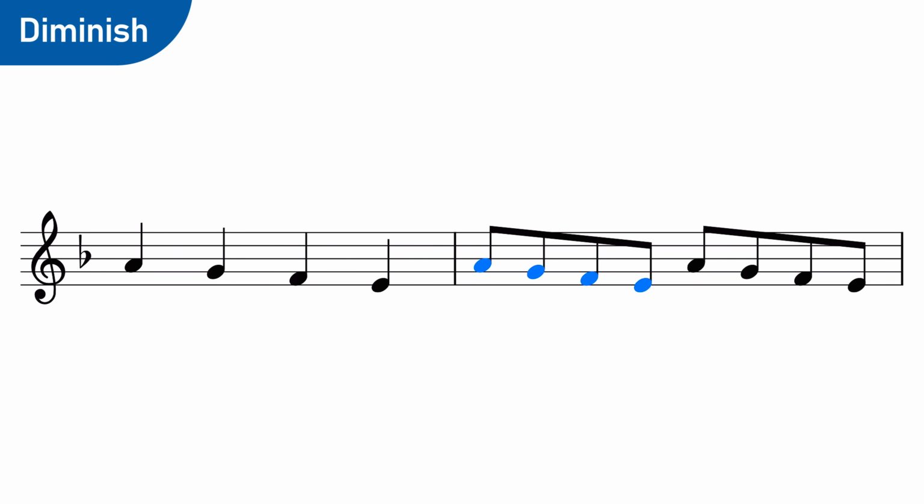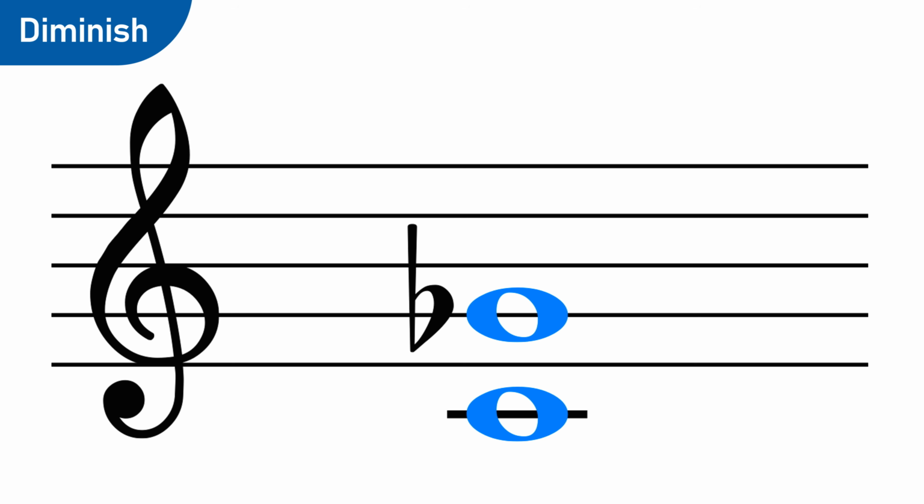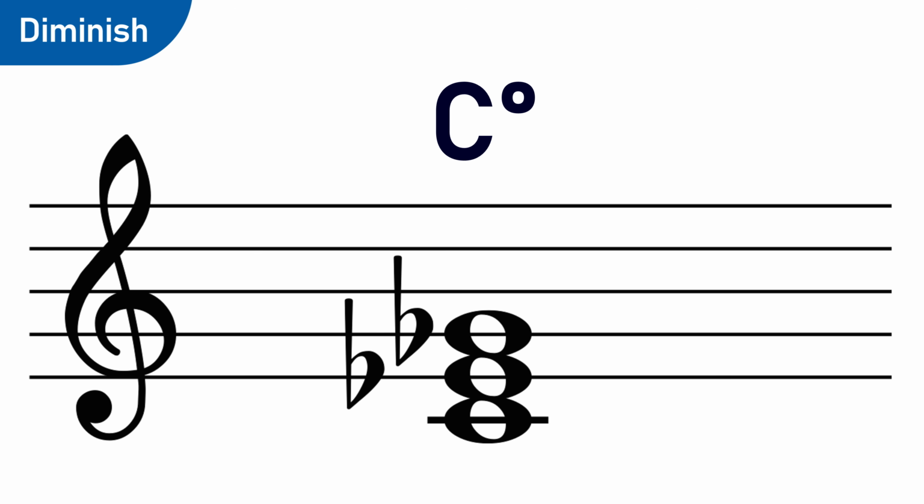So in the case of the melody, we were making the note values smaller, and in the case of the fifth, we were making the interval smaller. We can also have a diminished chord or a diminished triad. This is a chord that's built from a diminished fifth interval.